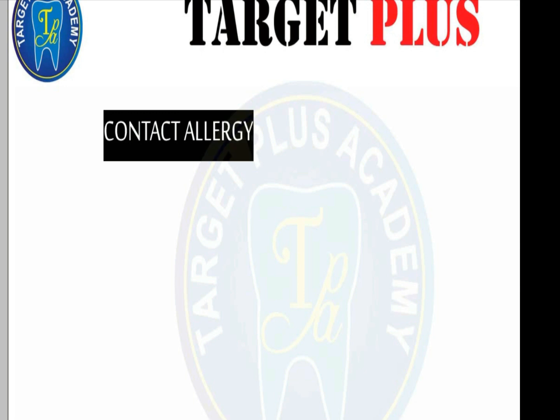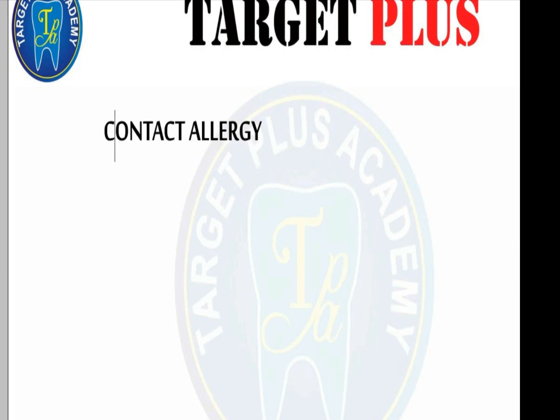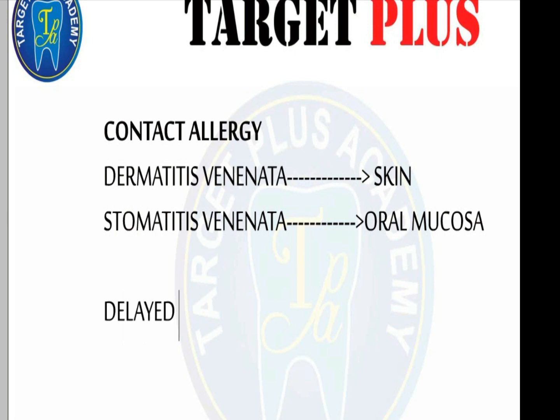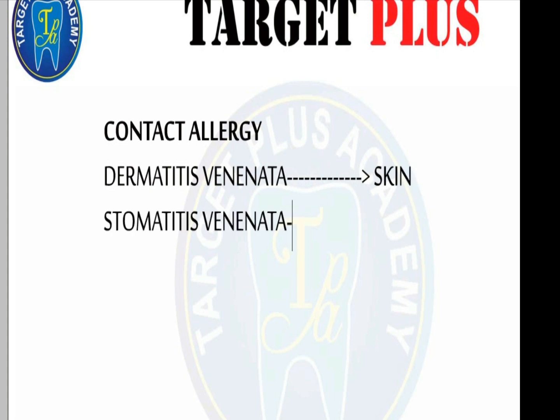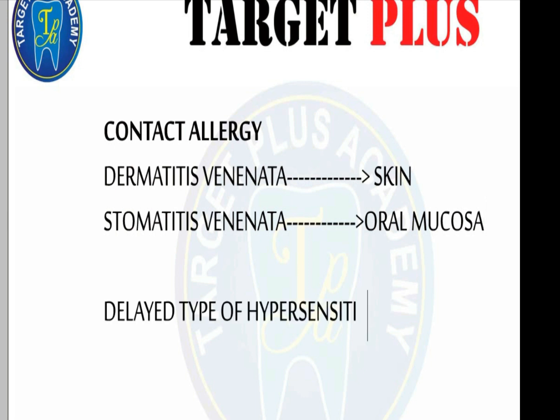Next comes the contact allergy. It is caused by delayed type of hypersensitivity reaction to the topical agent. On the skin it is referred to as dermatitis venenata, and oral lesion it is stomatitis venenata. So question is, other name of stomatitis venenata is, it is contact allergy, and it is caused by what type of hypersensitivity reaction? It is caused by delayed type of hypersensitivity reaction to the topical agent.